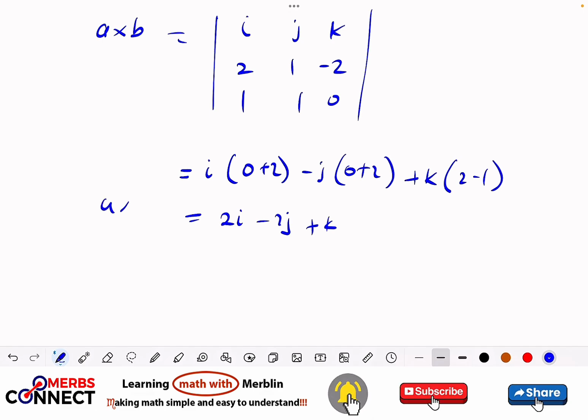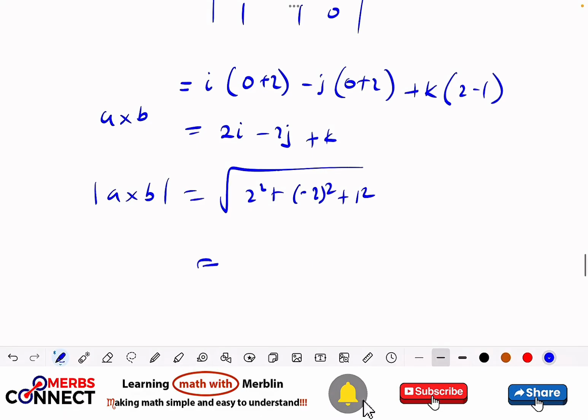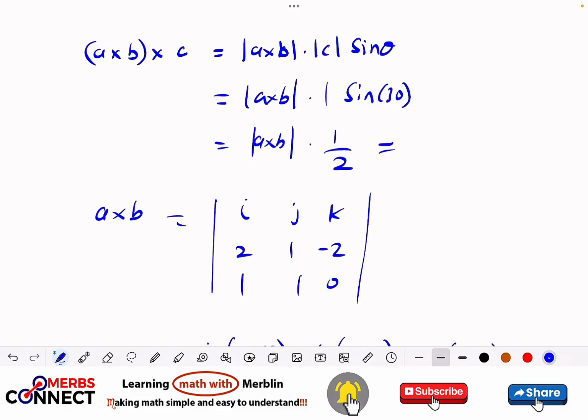Now let's find the magnitude of this. So finding the magnitude of A cross B is going to give us 2 squared plus minus 2 squared plus 1 squared. So this is 4 plus 4 plus 1, which is 9, and this is going to give us 3. So now the magnitude of this is 3, so we are going to have this to be equal to 3 times half, which is equal to 3 over 2.